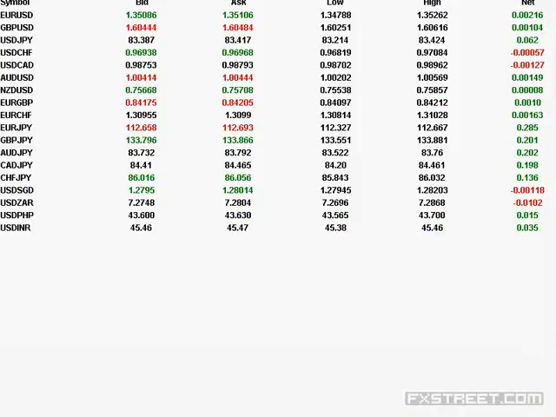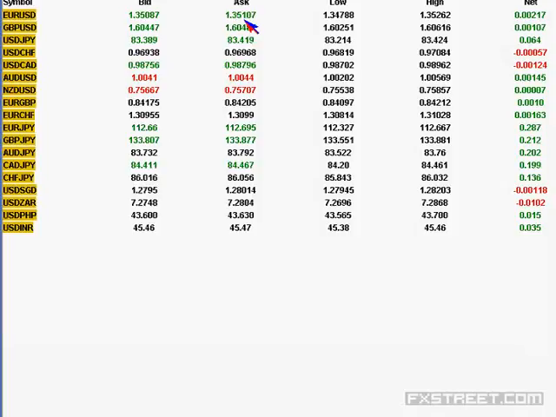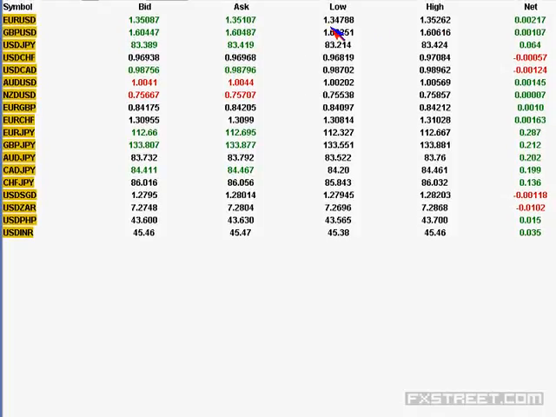Currently Euro is trading around 1.3508, 1.3510. The low was 1.3478. Yesterday they came down to that level of 1.3422 and then subsequently gained back the level, and the high is 1.3526. We find 21 pips positive net change is seen.